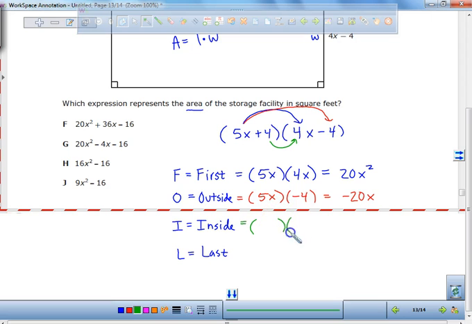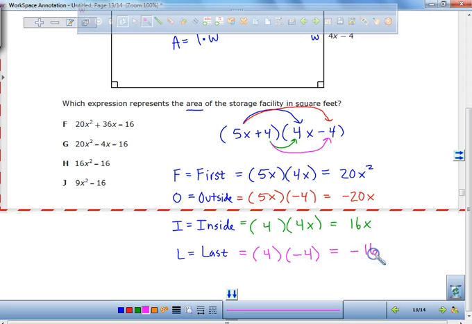What are our inside products? What two numbers do we multiply? 4 and 4x, which gives a total of what? 16x. Good. And finally, we're going to do our last products, our last numbers. 4 times a negative 4. And that gives us a what?